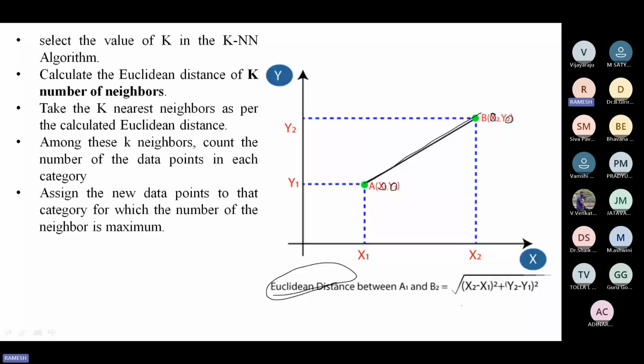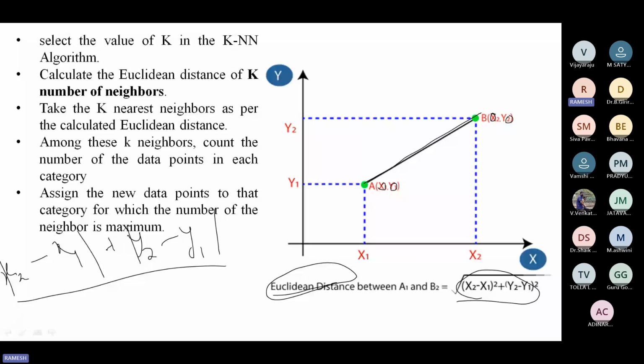Other than this, we can also use Manhattan distance, that is, the modulus of x2 minus x1 plus the modulus of y2 minus y1. This is the Manhattan distance. We can use this, no problem. So here, either we can use Euclidean distance or Manhattan distance to calculate the distance between two points.